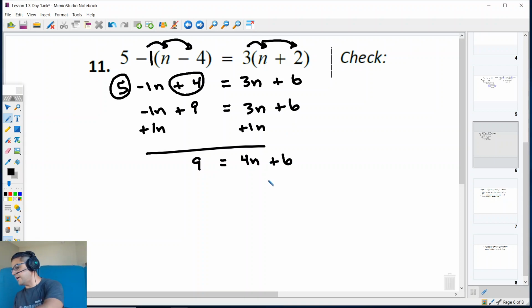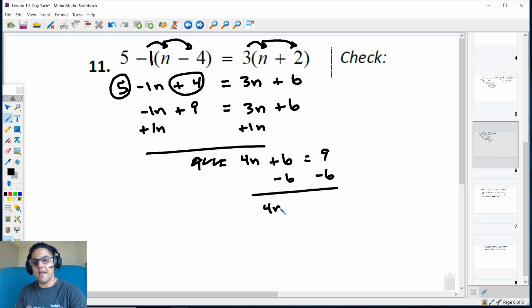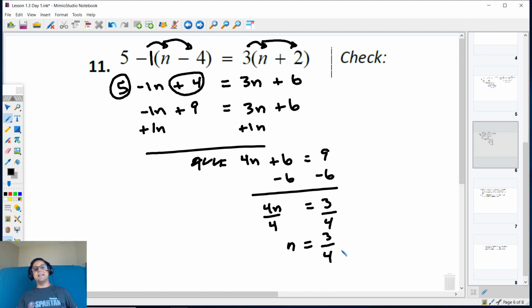If you'd like to, you can go ahead and bring that over where it's equal to 9. So subtract 6 both sides. 4n is equal to 3. Oh, looks like we're going to get a fraction answer. Now don't freak out. Just because it's a fraction answer doesn't mean you did something wrong. It just means the check is going to be a little bit more complicated.